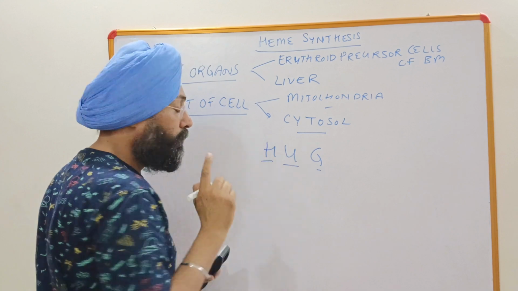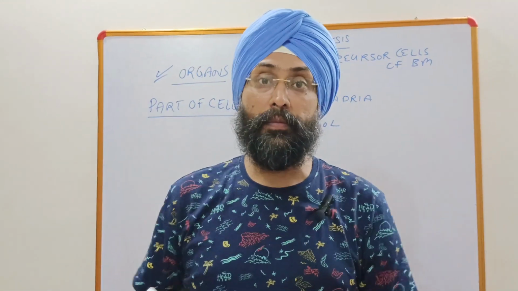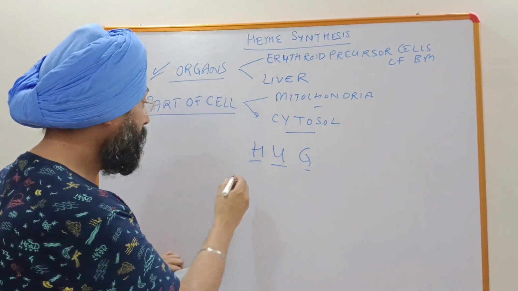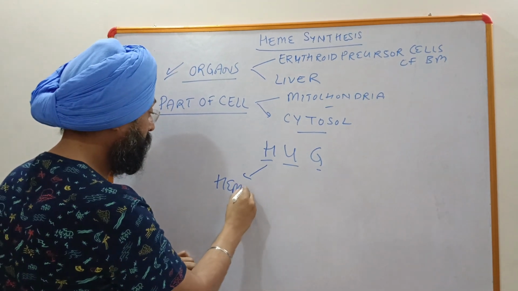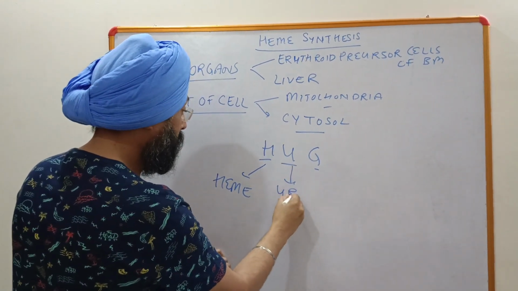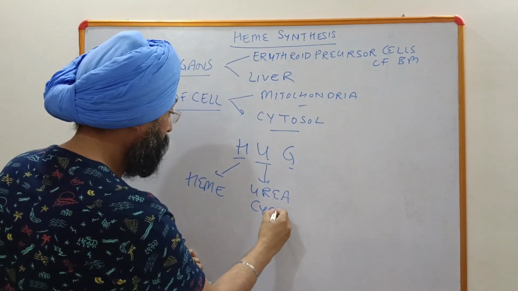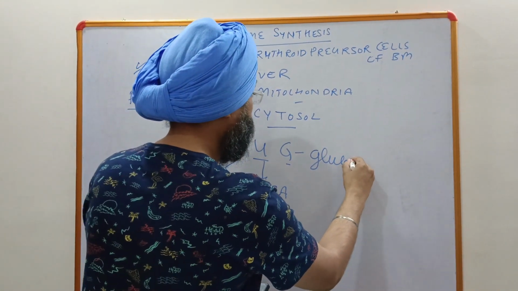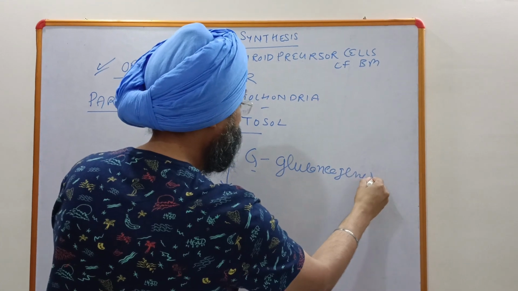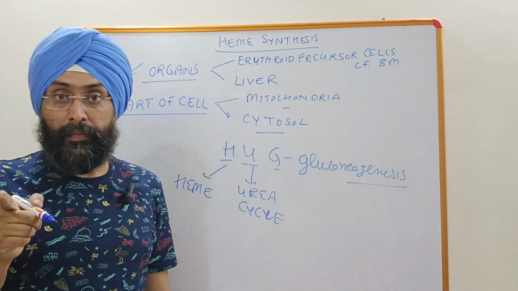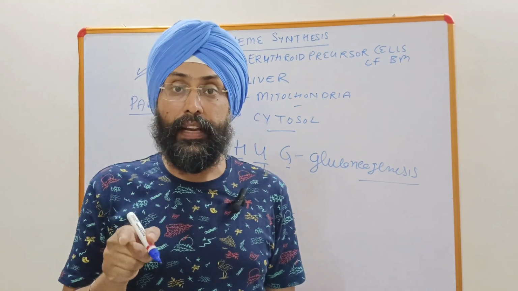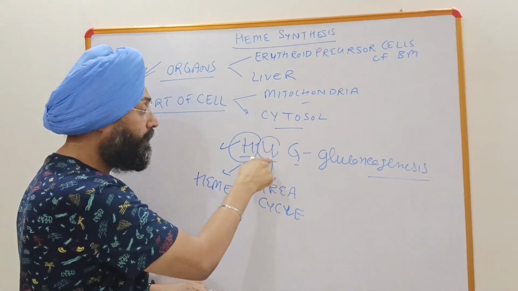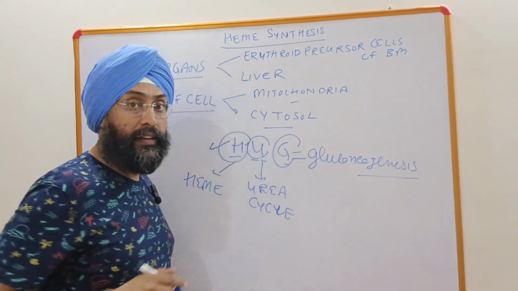HUG, right? When you have to hug someone, you have to use two arms, right? So HUG is for where you have two organs involved, right? So H for heme synthesis, U for urea cycle, right? And G for gluconeogenesis, right? So these are the three pathways that are supposed to happen in both mitochondria and cytosol. First is our heme synthesis, which we're going to discuss today. Second is urea cycle, right? And the third is gluconeogenesis, right?